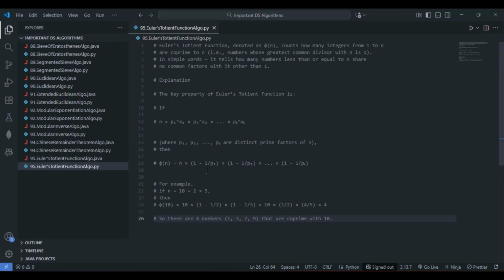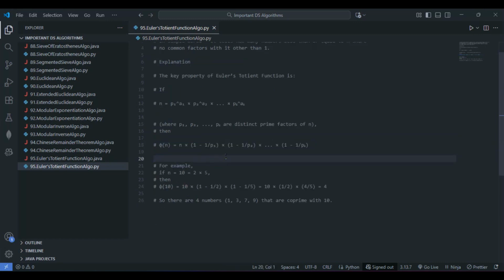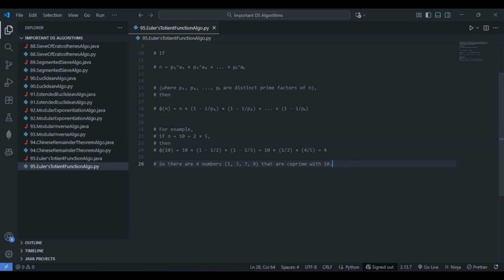So simple, right? I have shown you with the example as well. All we have to know is this formula. If n is p1 to the power of a1 times p2 to the power of a2 up to pk to the power of ak, where p1, p2 and so on we have already discussed, then totient of n equals n times (1 minus 1 by p1) times (1 minus 1 by p2) up to (1 minus 1 by pk). This formula is very important.